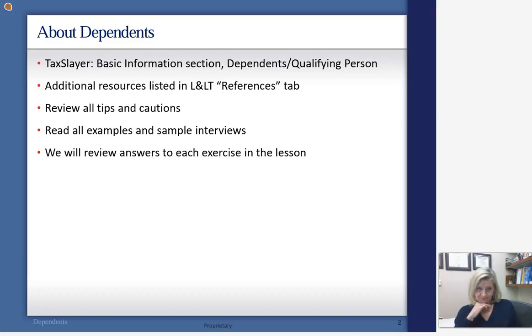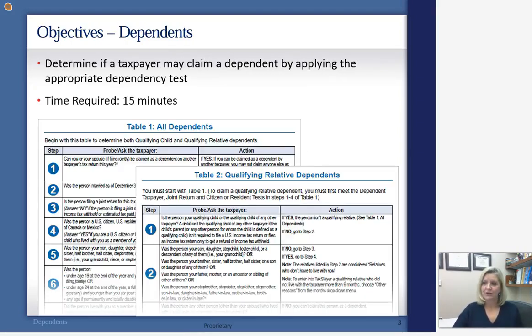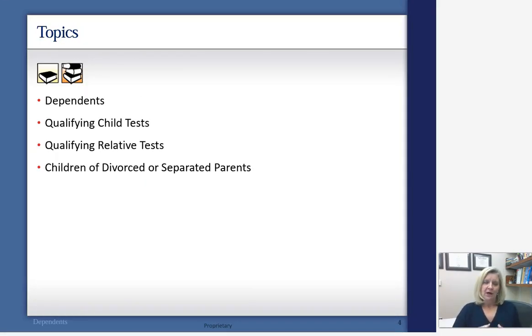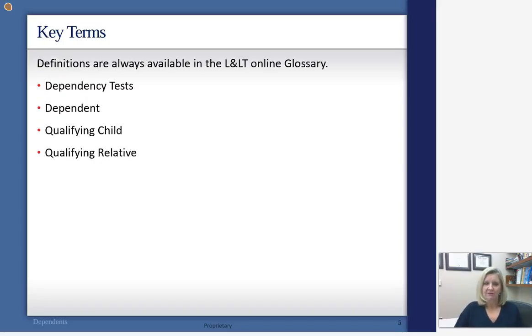So there is a section in Link and Learn for additional resources where you can get more information about dependents. Section C of your 4012 talks about dependents and the rules for claiming dependents, and we'll go through some of those in this lesson, but obviously we can't cover everything, so if you have certain questions about whether or not a dependent can be claimed, Section C of your 4012 is where you want to look for that. So we will take the time in this video to talk about who can be claimed as a dependent. We'll talk about qualifying child tests, qualifying relative tests, and then special rules related to children of divorced parents.